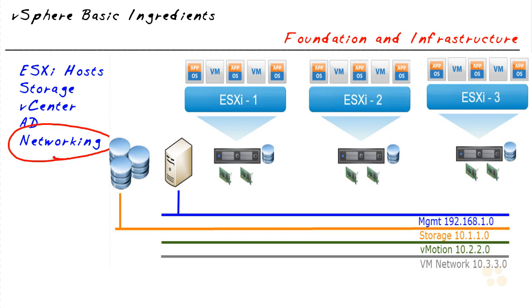So some of the network connectivity can be virtualized inside of the ESXi hosts, and other network connectivity is going to be in the physical world. So we'd have, for example, switches and VLANs set up, and then we would physically connect the ESXi hosts to those networks.